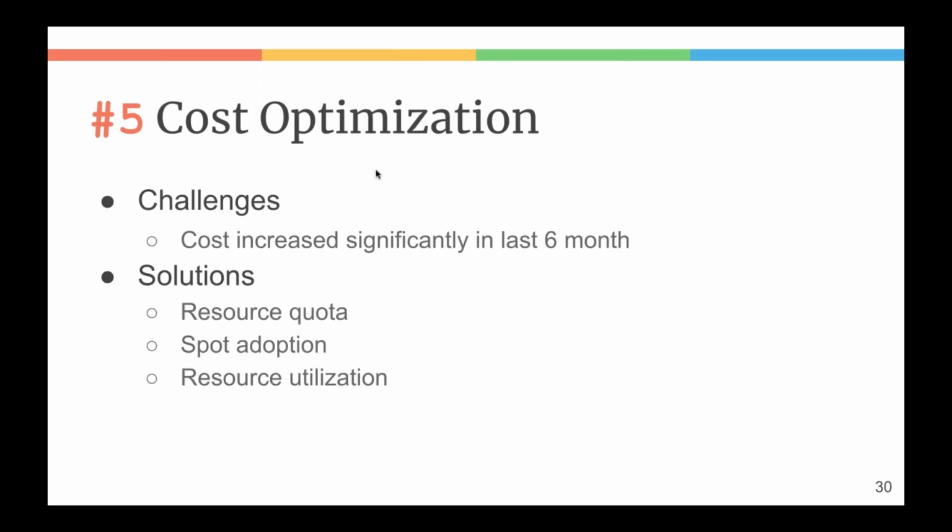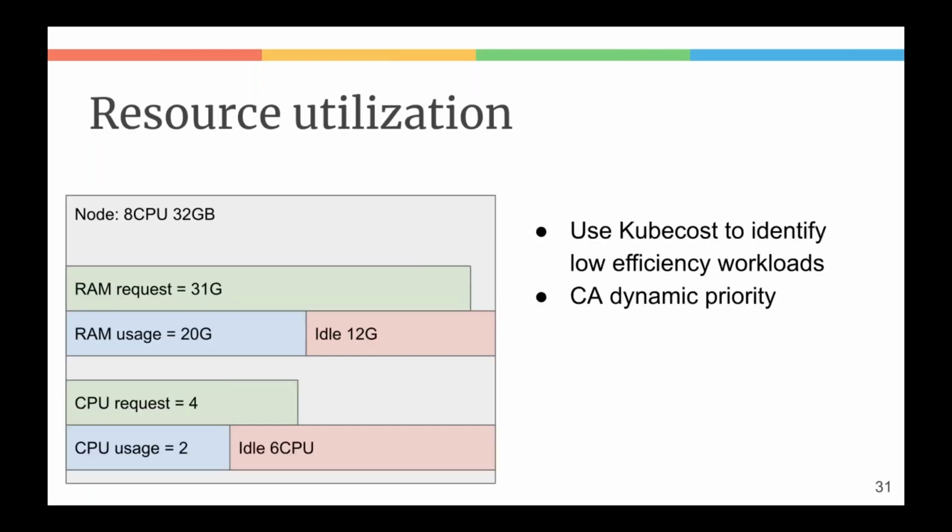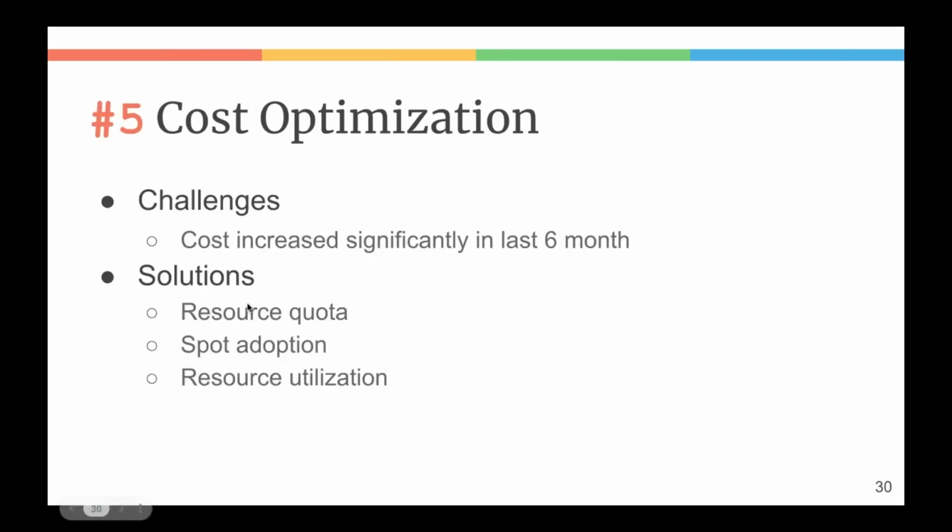And also, we are trying to use more and more spot instances instead of on-demand ones, because they are much cheaper. And also, we want to know if there is any waste of resources: users request more, but they don't use it. For the first two, I guess there's not much to talk about. You can check the Kubernetes documentation and also the AWS official guide.